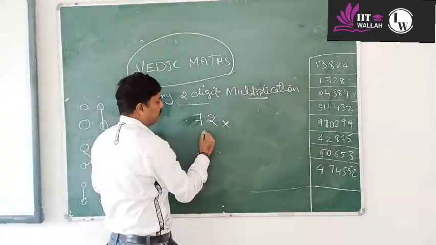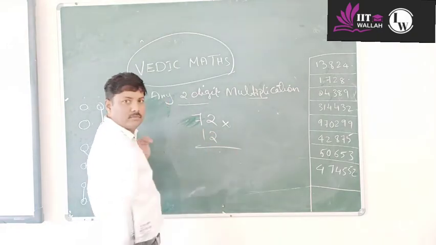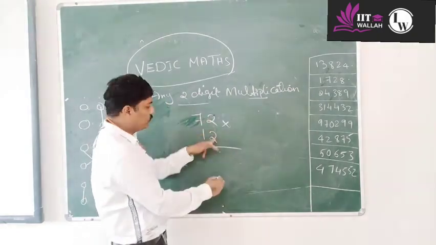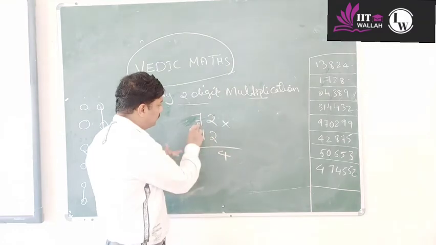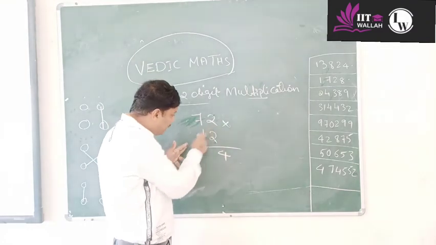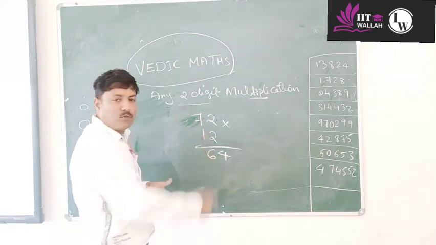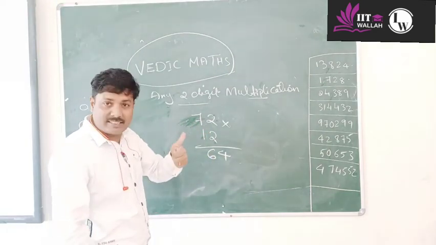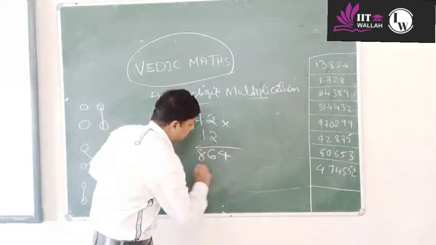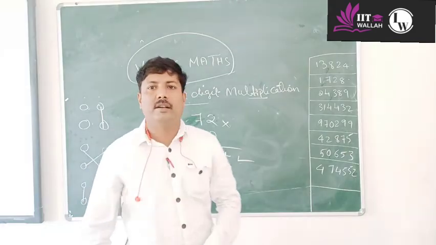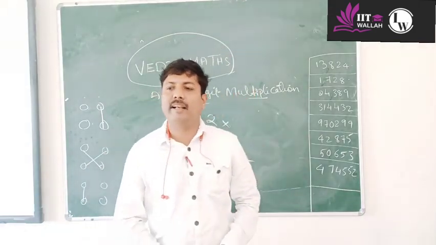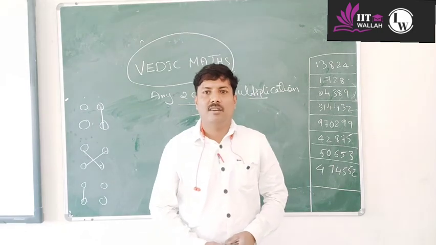72 into 12. Right? 2 2s are 4. 7 2s are 14 plus 2, 16. 1 carried. 7 1s are 7 plus 1, 8. 864. I hope you understood clearly. Right? Okay. Thank you for listening.